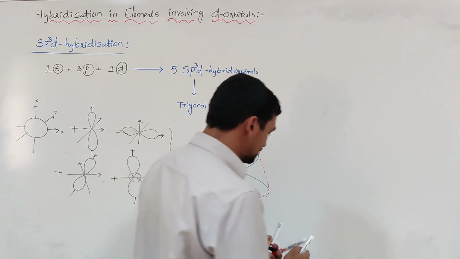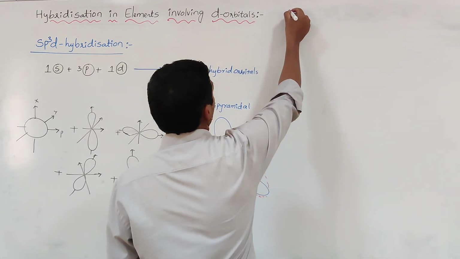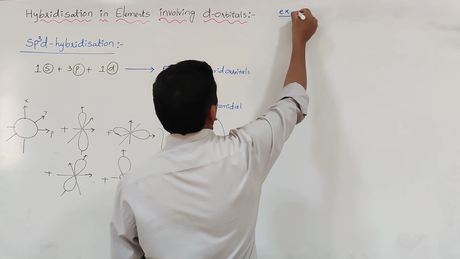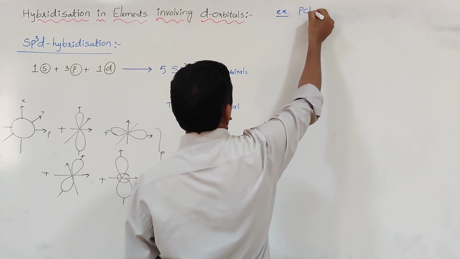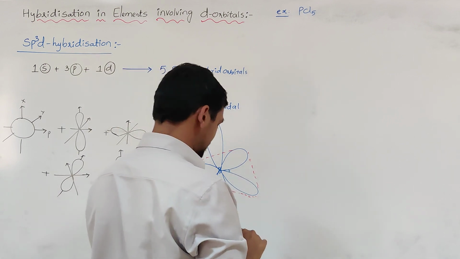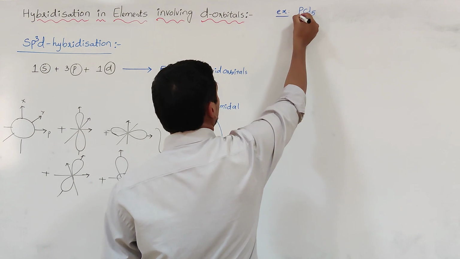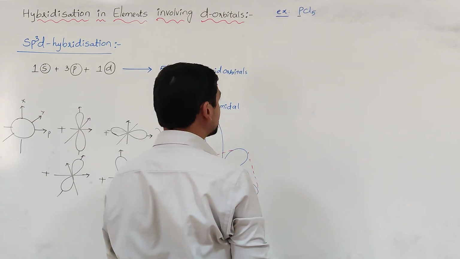Now the best example for this is the PCl5 molecule, phosphorus pentachloride, which we discussed in the valence shell electron pair repulsion theory. In that, what is the central atom? The central atom is phosphorus.